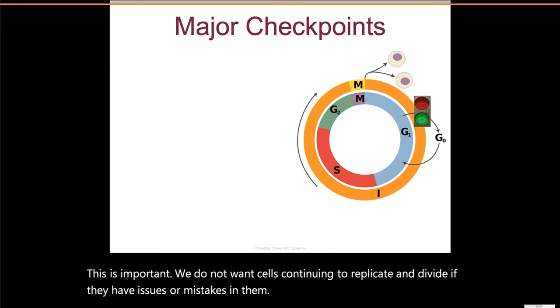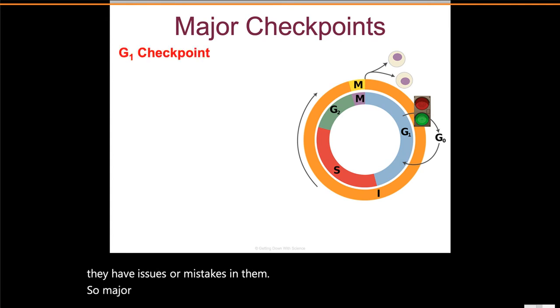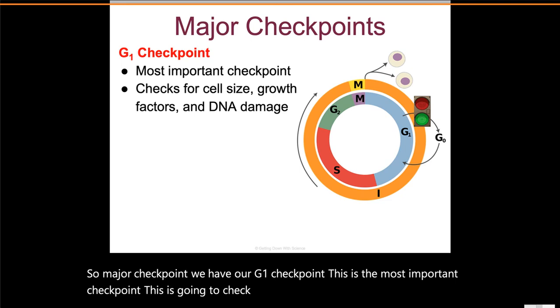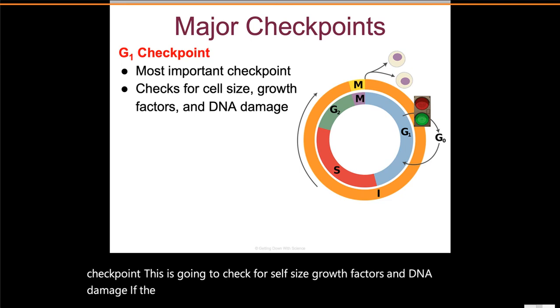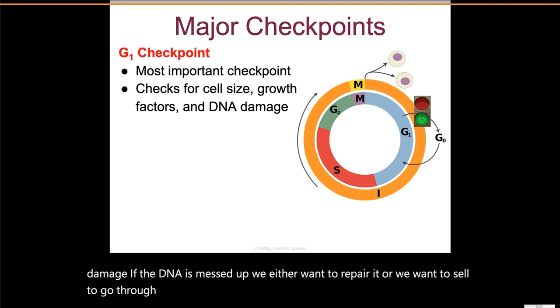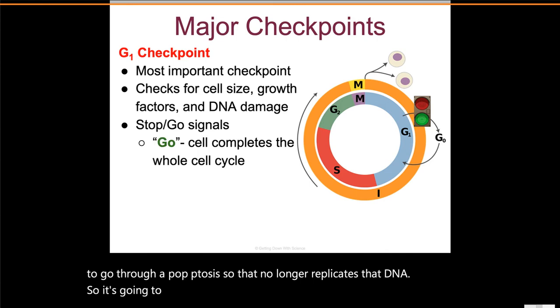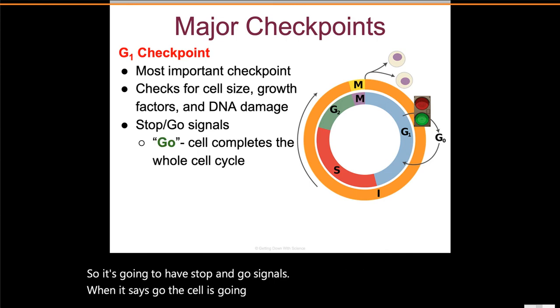So major checkpoints. We have our G1 checkpoint. This is the most important checkpoint. This is going to check for cell size, growth factors, and DNA damage. If the DNA is messed up, we either want to repair it or we want the cell to go through apoptosis so that it no longer replicates that DNA. So it's going to have stop and go signals. When it says go, the cell is going to complete the entire cell cycle.